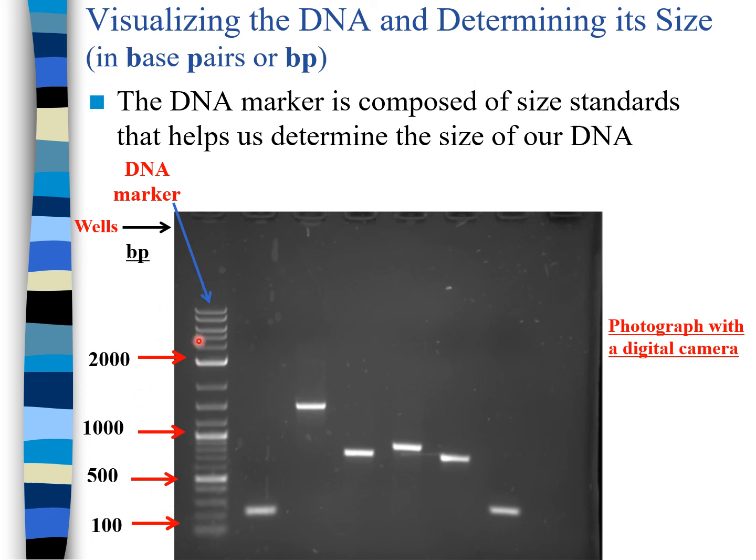So without the marker, we'll not be able to know the size of the band. So we know now that this one here is about 200 base pairs. This one, it's about 800 base pairs, etc. By knowing the sizes, we'll be able to find the correct band. Find the correct band and analyze it further.